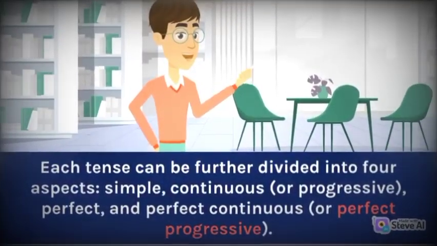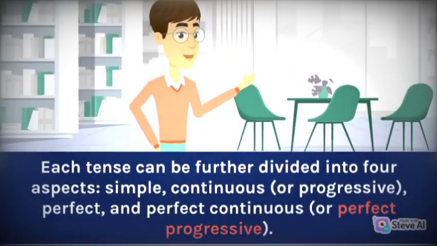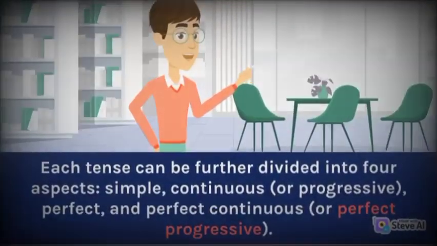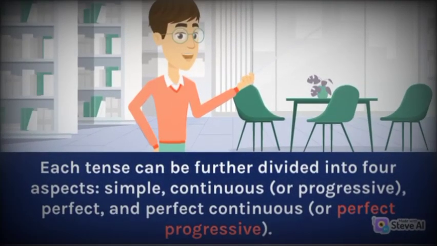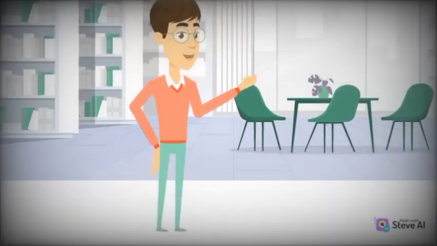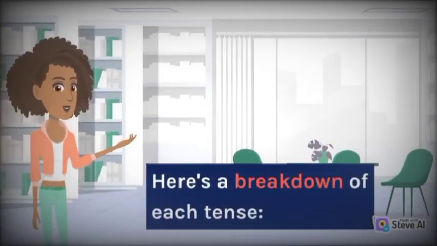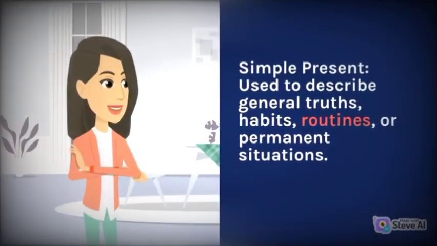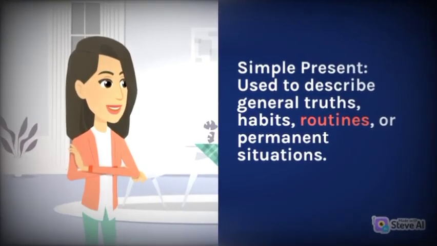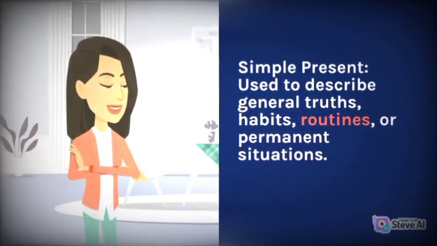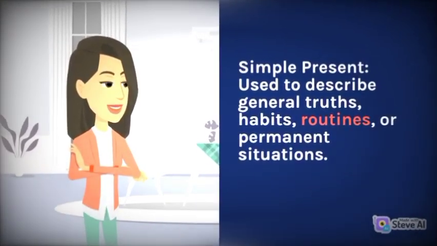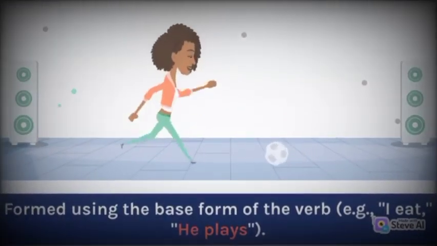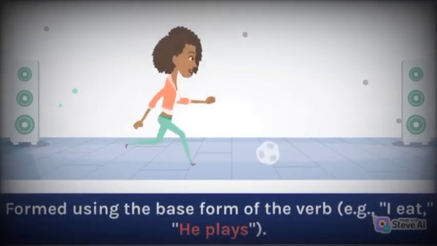Each tense can be further divided into four aspects: simple, continuous or progressive, perfect, and perfect continuous or perfect progressive. Here's a breakdown of each tense. Simple present. Used to describe general truths, habits, routines, or permanent situations. Formed using the base form of the verb, for example, I eat, he plays.